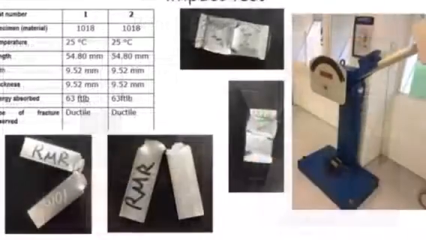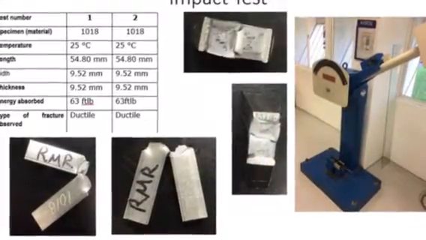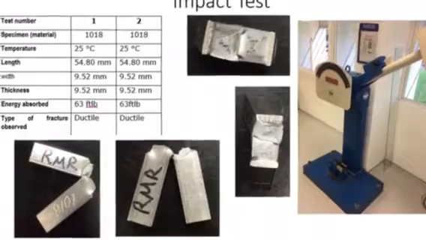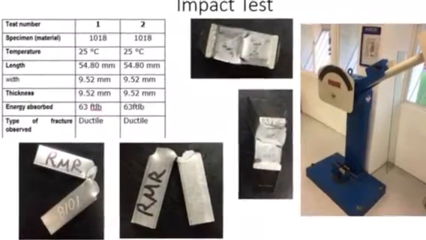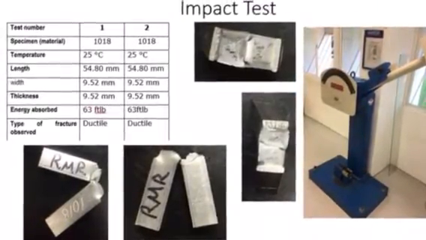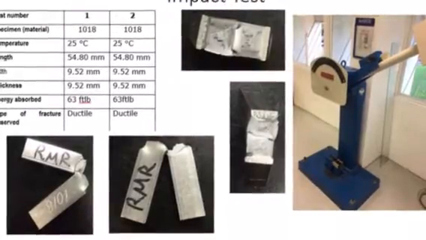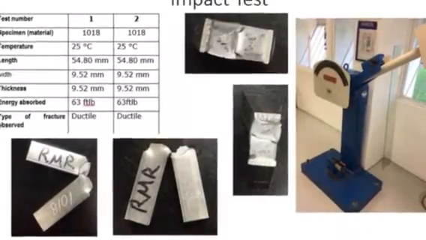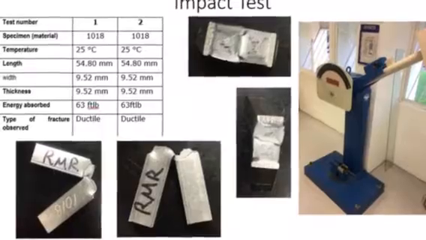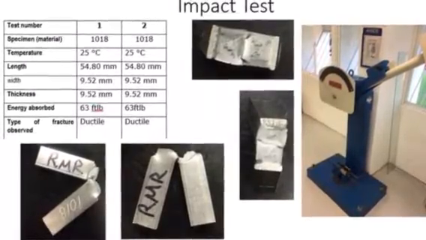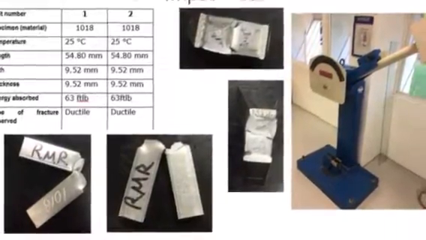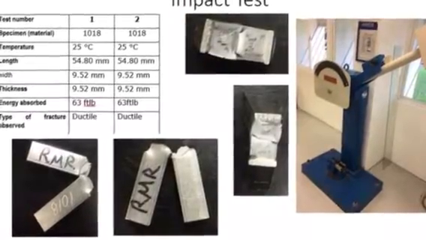The fourth test was the impact test, and we can see in the results that we have the same energy absorbed, that it was 63 foot-pounds in each test. Also, we can see in the image that it was a ductile fracture because of the small pieces that we can see in the images.